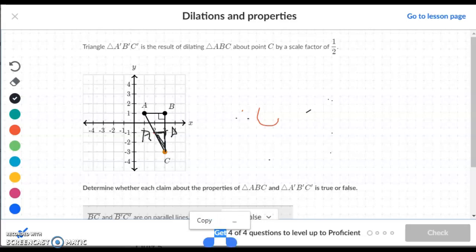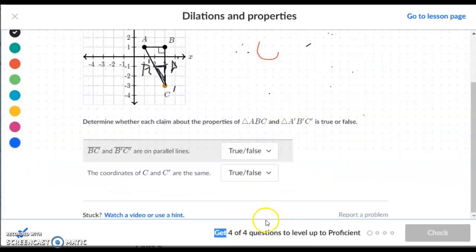Now we can answer the question. So you visualize that this is your A prime, B prime, C prime. And we'll go down to the questions. And the questions state BC and B prime, C prime. So BC was the original line, and B prime, C prime is our new line in that place.